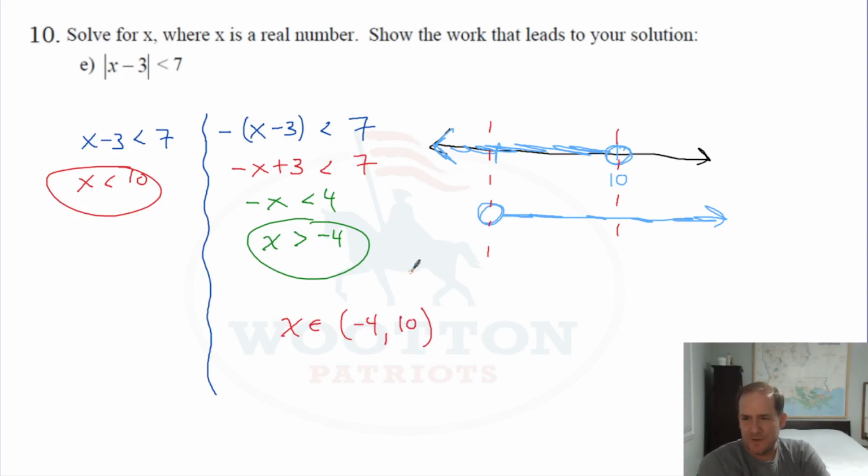And those have to be soft brackets because those are open-ended intervals. But that's right, -4 to 10.